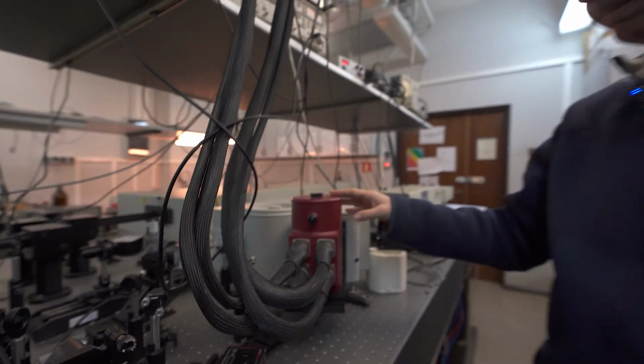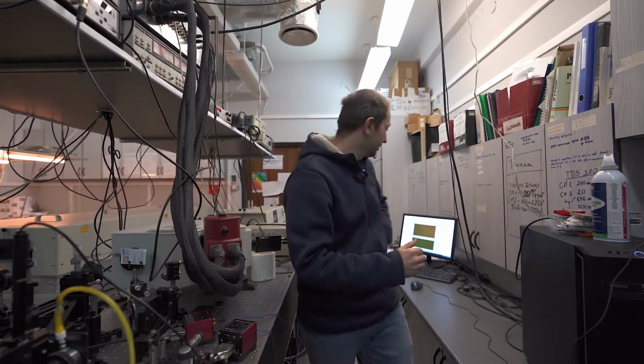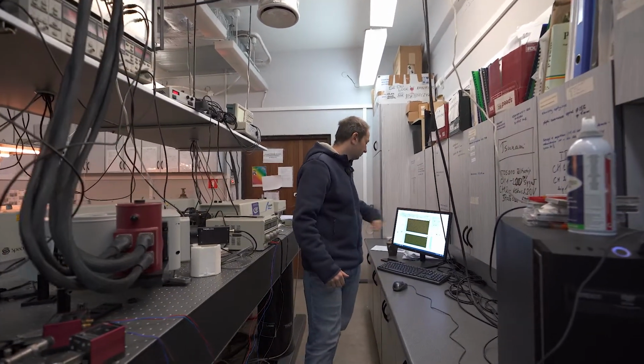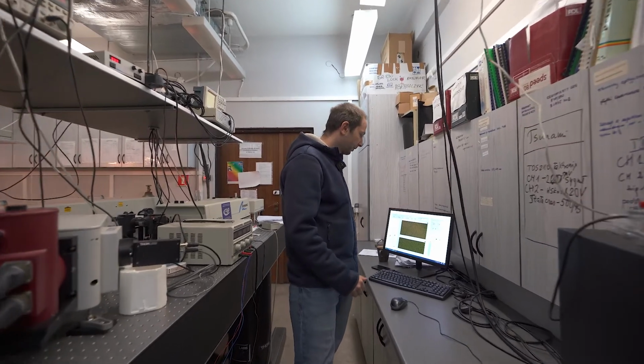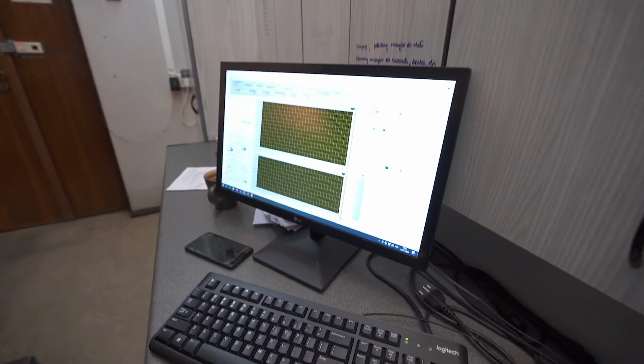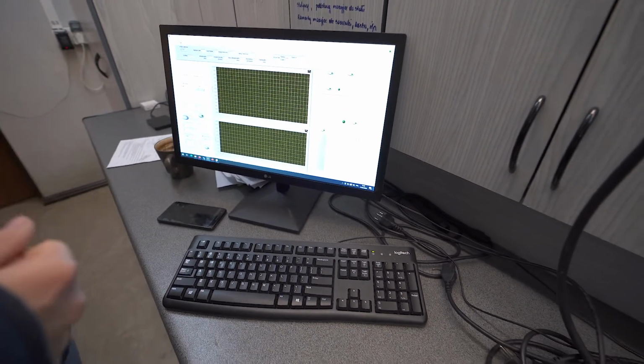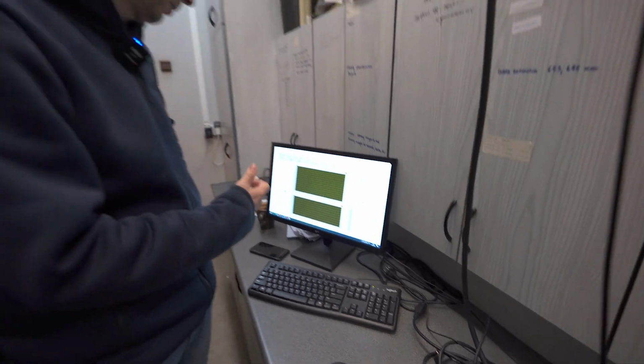And the results of this experiment are shown on this software. All this spectrometer is controlled by this home written in LabVIEW software.